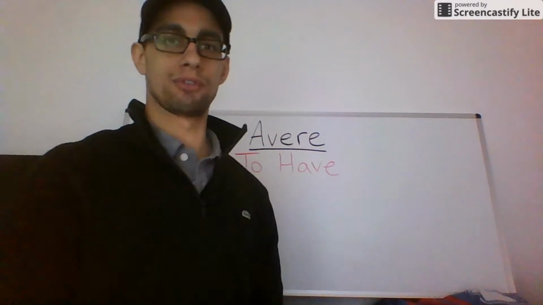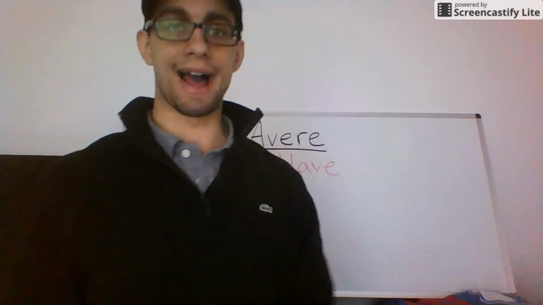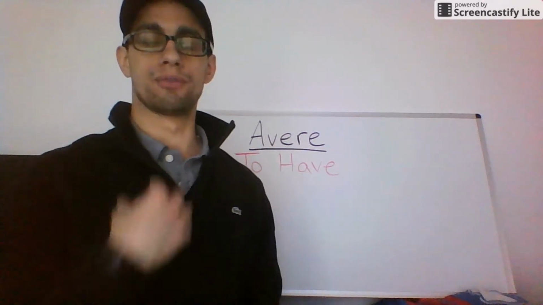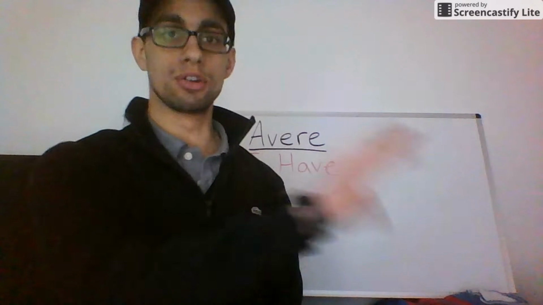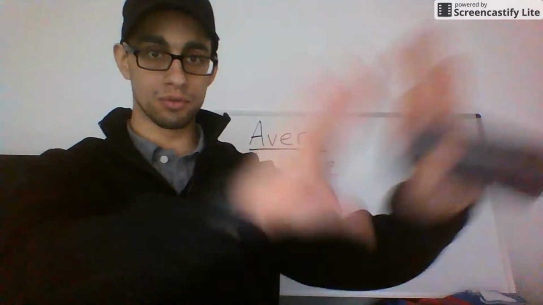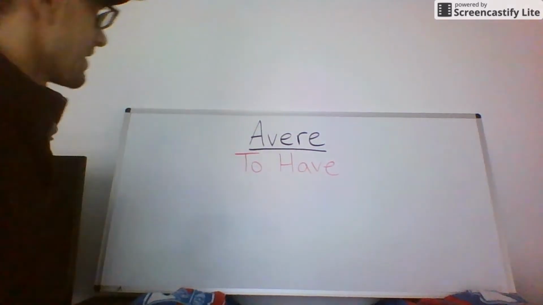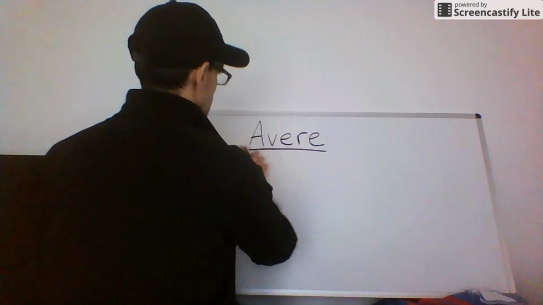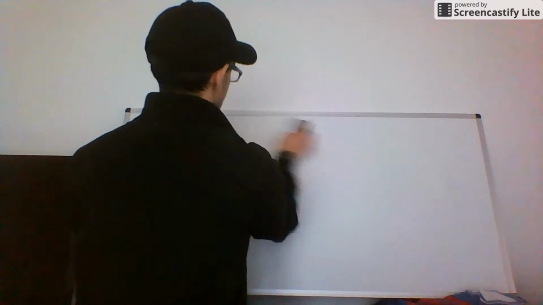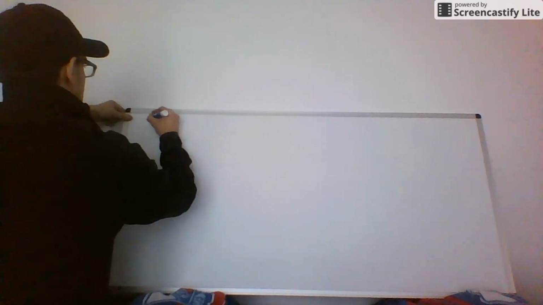or you have, or he, she, or you, polite, has, or we have, or you, plural, have, or they have, or you, all of you, polite, have. And I will show you that right now. So we have already established that avere means to have. What I'm going to do is put this in the corner right here, so we always have that there. You can't forget.